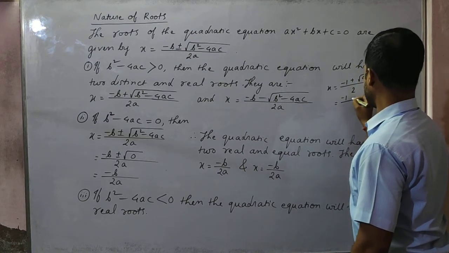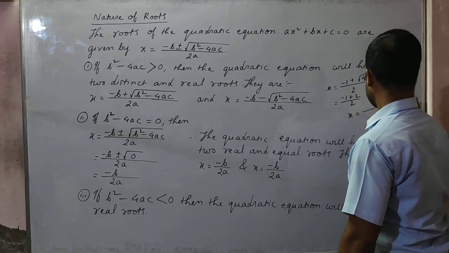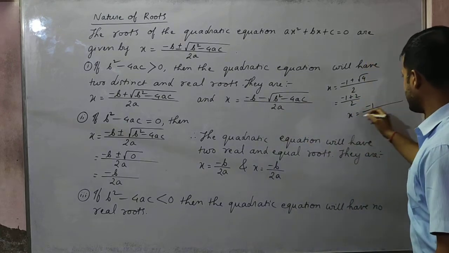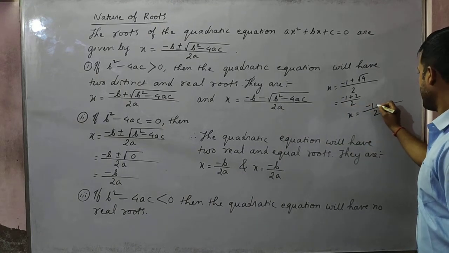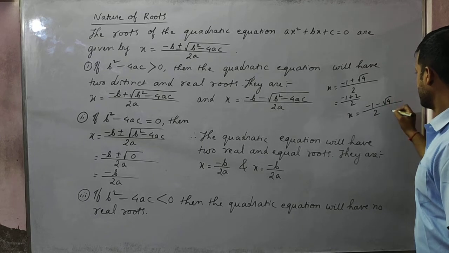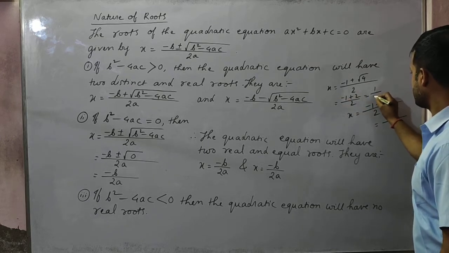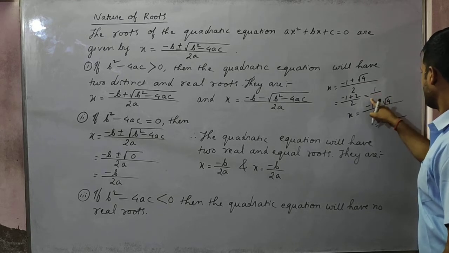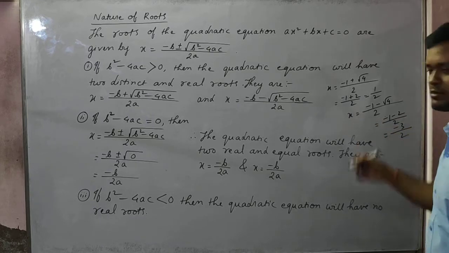So then minus 1 plus 2 by 2, and again minus 1. Here a's value is 1, suppose, so 2 into 1 will become 2, and minus root over 4. So it will be 2 minus 1, which becomes 1, so 1 by 2. And here minus 1 minus 2 by 2, so it will become minus 3 by 2. So we got two different roots.